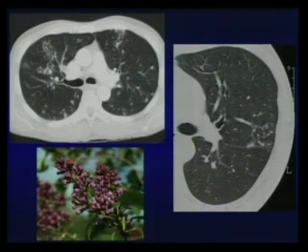This is a tree-in-bud pattern in a patient with multiple nodularity, and the diagnosis here was atypical mycobacteria. So the same sign can be seen in tuberculosis or atypical mycobacteria. Or you can see the tree-in-bud pattern in this patient with a history of breast cancer, and we interpreted this as a metastasis in the arteriole that is surrounding or accompanying the bronchiole.